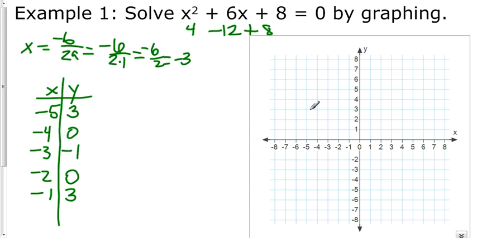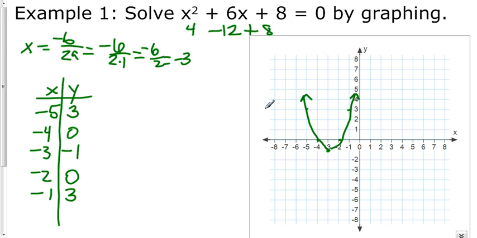And we've got negative 5, 3, negative 4, 0, negative 3, negative 1, negative 2, 0, negative 1, 3. So here's my parabola, connecting as neatly as I can here. And this is going to increase forever.